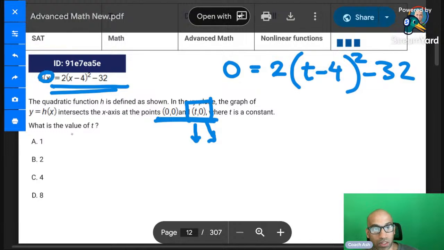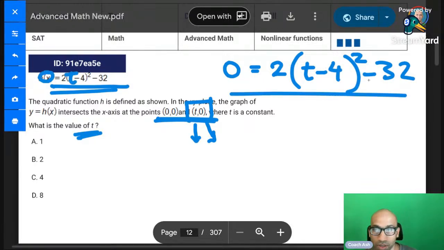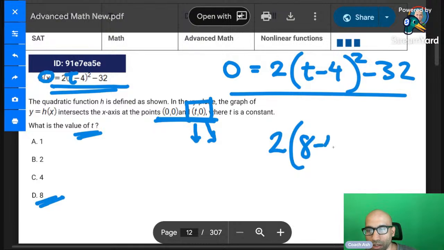Here, they're asking you, what is the value of t? Okay, the first thing is always you replace the x part with the t and replace the left-hand side with a 0. So you get this equation. Right? Now, how do you find the value of t? Multiple ways. If your score is less than 600, you just plug it in. So I'll tell you the actual answer could be 8 here, because you'll plug in all of these answers and you will get this answer. Let's plug in 8 and see if it works, right? So you get 2 times (8 minus 4) squared minus 32.